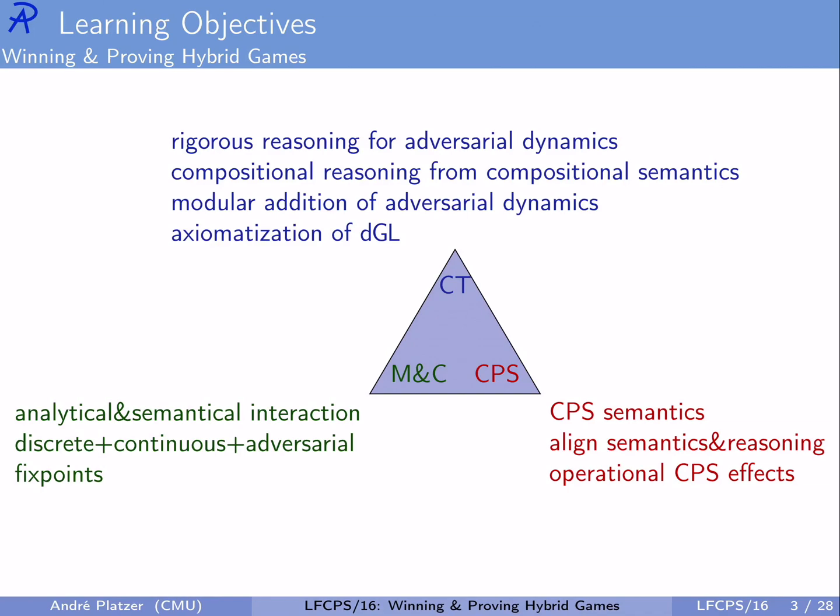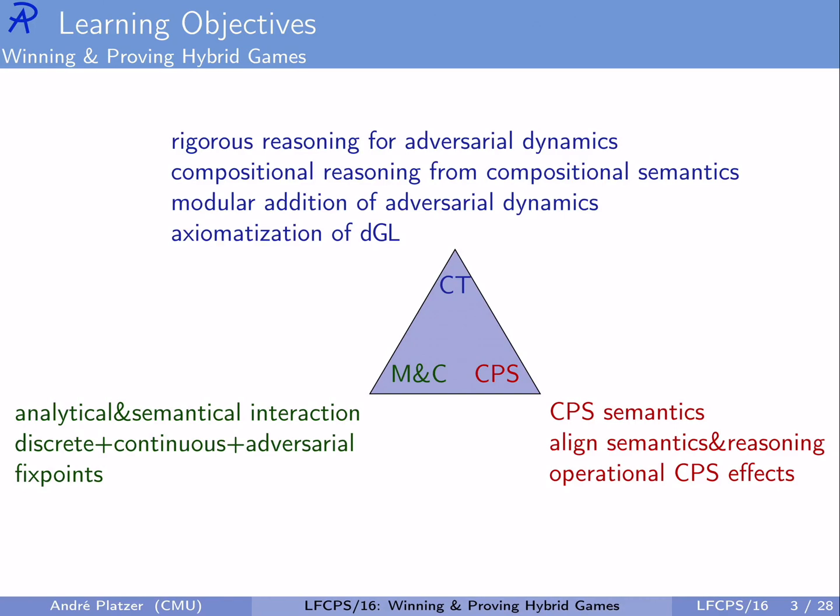On the computational thinking side, we'll be devoted to the study of rigorous reasoning techniques for adversarial dynamics, where we will be exploiting compositional reasoning techniques from the compositional semantics. So remember, in the previous chapter, we've captured the semantics of differential game logic and of hybrid games purely compositionally, so where the meaning of every operator is a simple function of the meaning of the pieces. And now, in this chapter, we'll exploit this compositional semantics to develop compositional reasoning techniques that prove a property of a compound hybrid game from a bunch of properties of simpler hybrid game fragments.